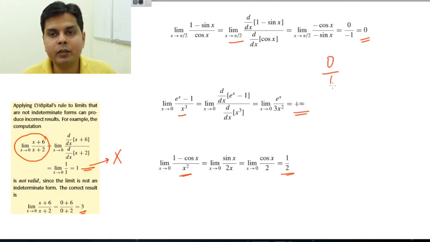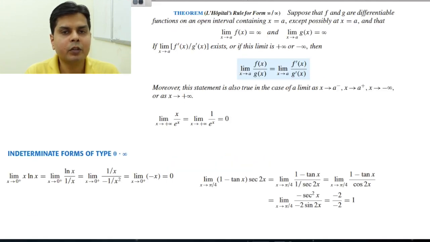First you have to check whether it is of the form 0 by 0 or not. In the next slide we will show that it can be of infinity by infinity, or also there are different other forms of indeterminate form. In those cases also we can use L'Hopital rule.